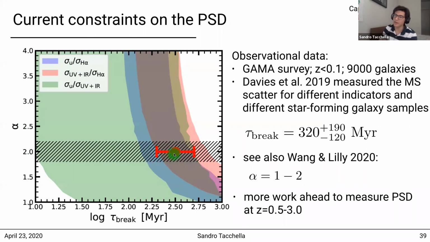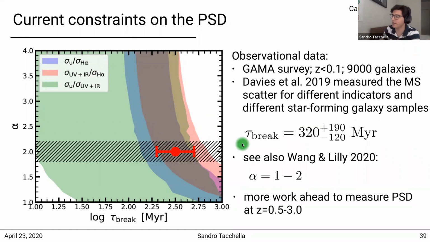Basically, if we do this, then we would get a constraint on the break of roughly 300 million years. So this means that the star formation histories in Milky Way-like galaxies decorrelate roughly on that time scale. And again, this is, to first order, roughly consistent with what something like a FIRE simulation would predict. I was quite surprised to see that. And of course, there's much more work ahead of us for this.